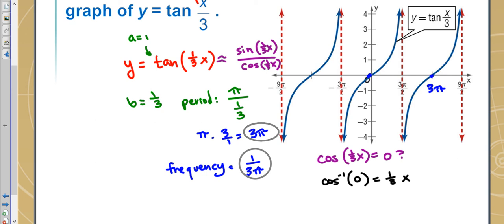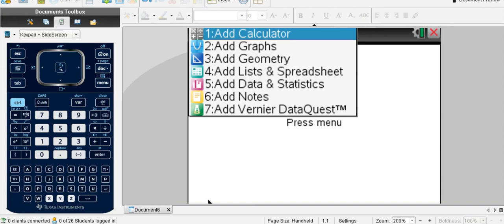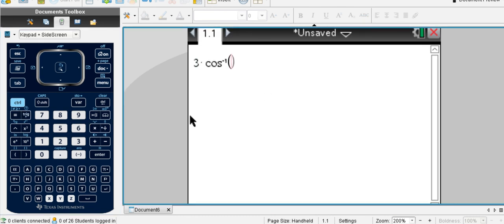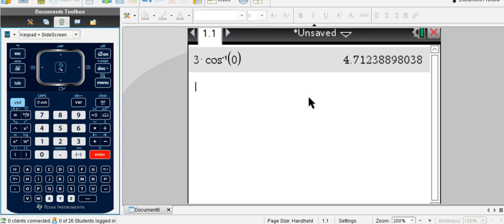And to get x by itself, I would just multiply both sides by 3. If I type this in the calculator, those would go away. Let's see what we get here. So I'm going to go to my calculator, and I'm going to do 3 times the cosine inverse of 0. I hit enter, and it gives us this value.